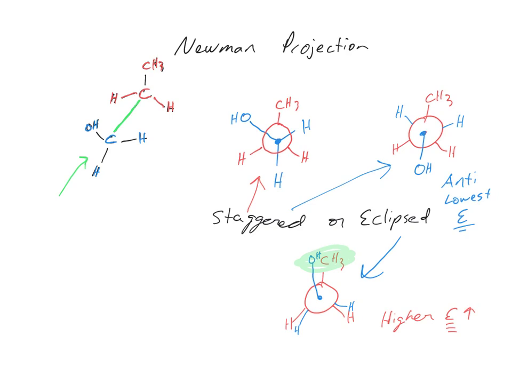This one over here is going to be our gauche. So I'll put a giant G for gauche. And we're still staggered, but we put the two bigger groups next to each other, right? And since we have these two biggest groups next to each other, it's gauche. If they're anti to each other, so 180, that's the best. So that's the lowest in energy. All right, I hope this helps.